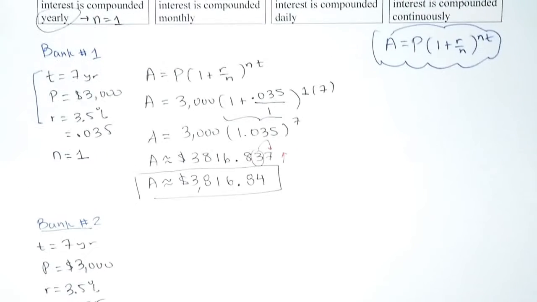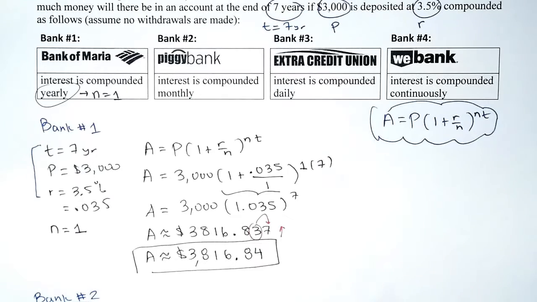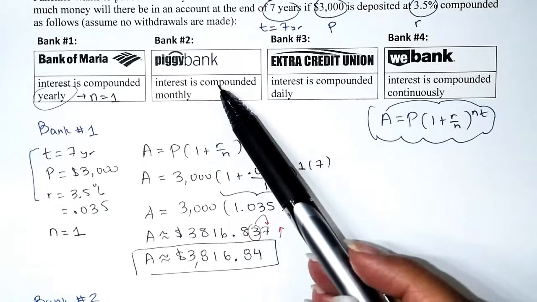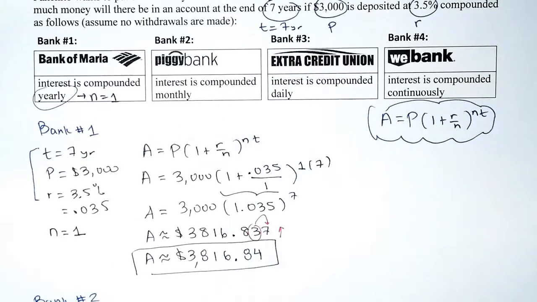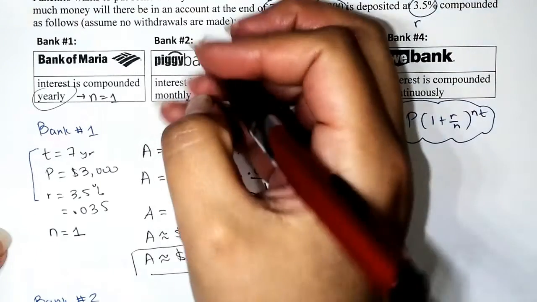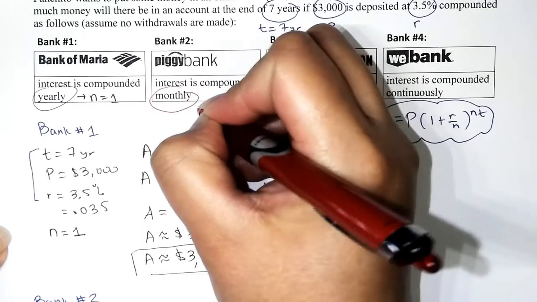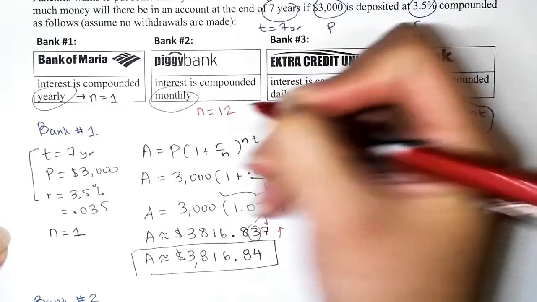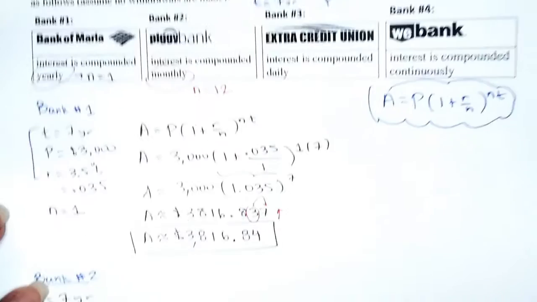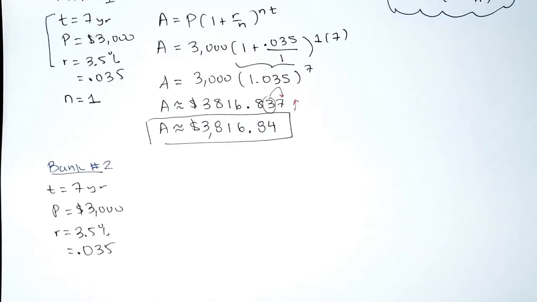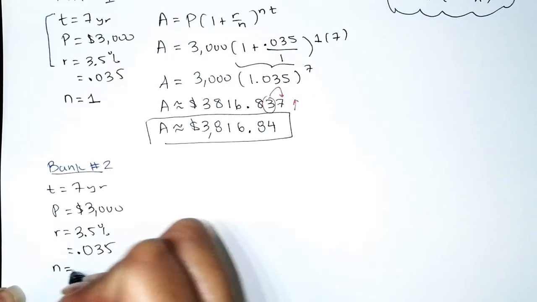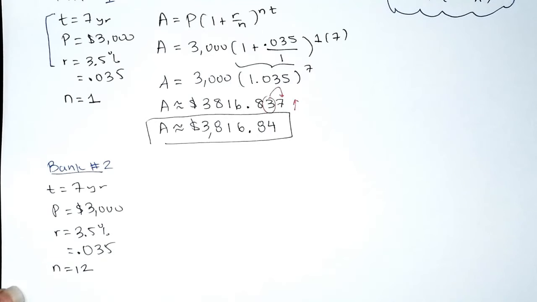For bank number 2, the piggy bank, the interest is compounded monthly. So how many times do they pay out the interest per year? If they do it monthly, there are 12 months in a year, so they pay out the interest 12 times in a year. Interest compounded monthly is code for n equals 12. Let's put that in our problem.